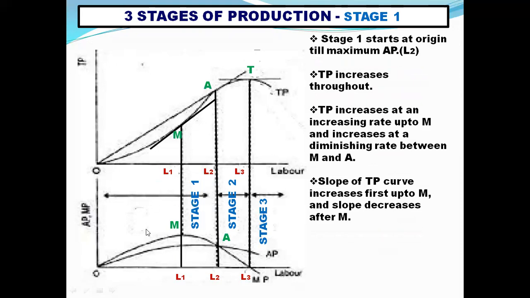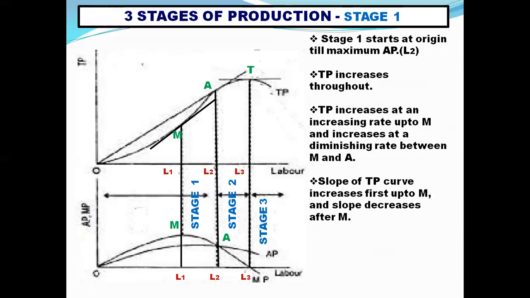But TP is increasing at an increasing rate till M, and then it is increasing at a decreasing rate between M and A. So in stage 1, we have TP increasing throughout, but initially it increases at an increasing rate to point M, and then it increases at a diminishing rate between M and A, right? So the slope of the TP curve increases first up to M, and then decreases after M, right? So in stage 1, AP is rising. See, it is rising in stage 1, right?